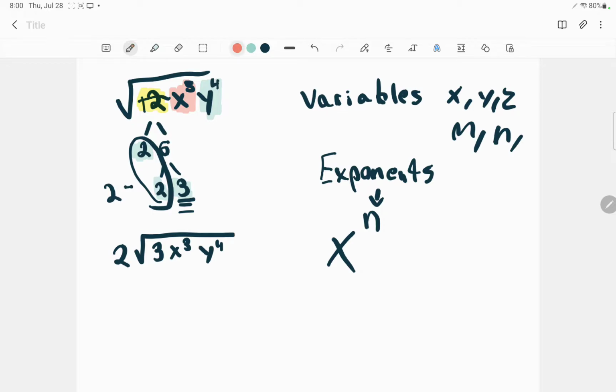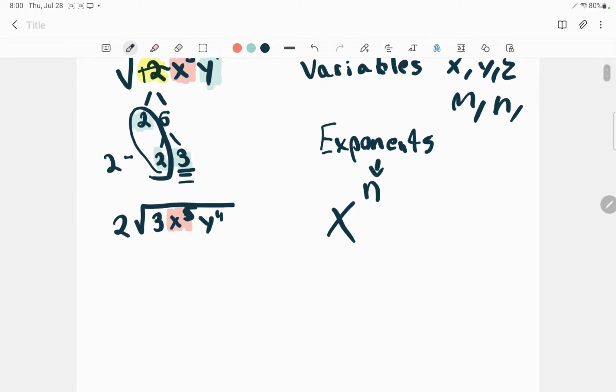Now, at this point, I'm going to be working with the X. And instead of being a 3, that's supposed to be a 5. Let me rewrite this. This is a 5, not a 3. Okay, now we have X to the 5th power.